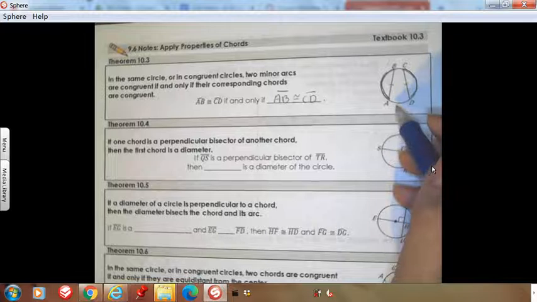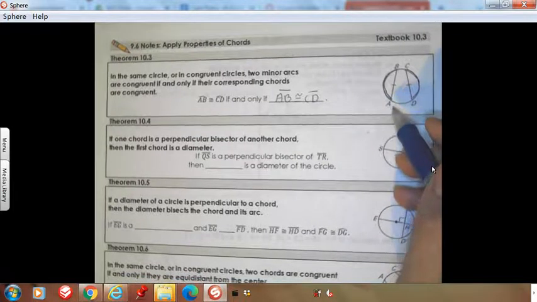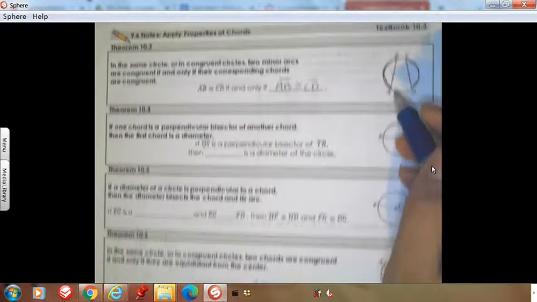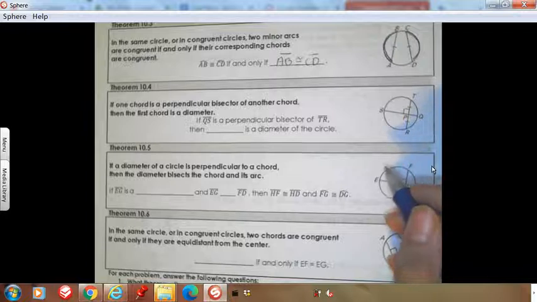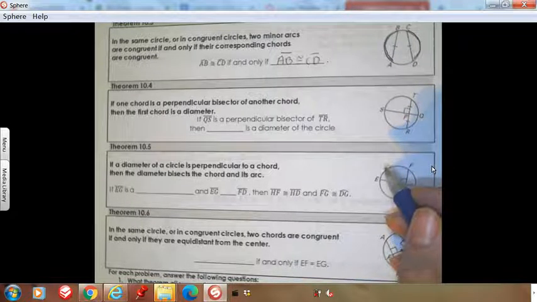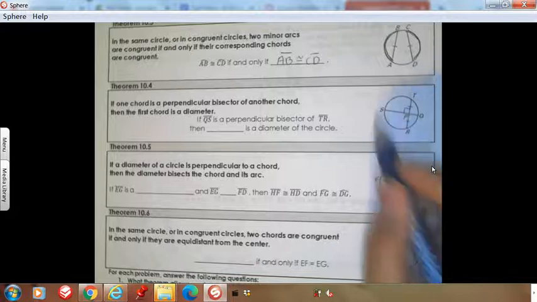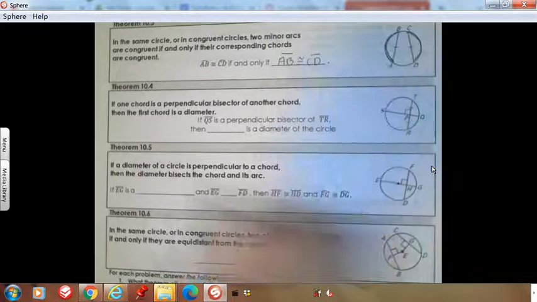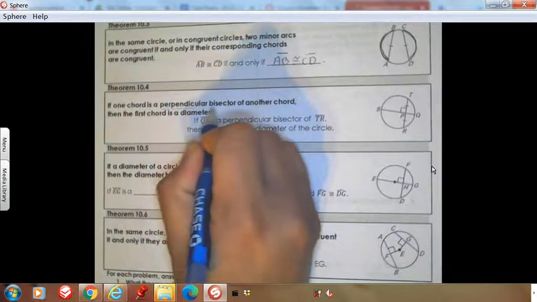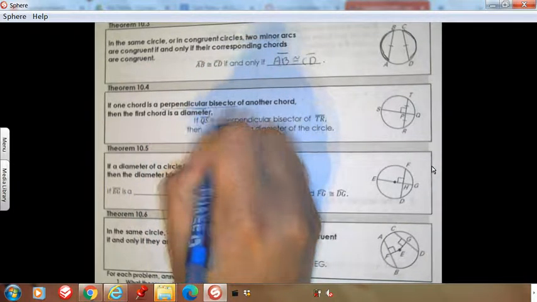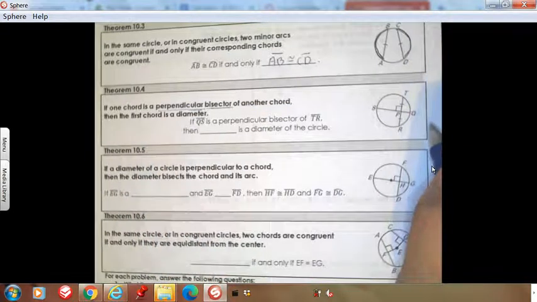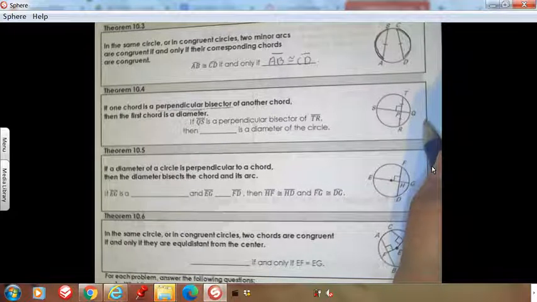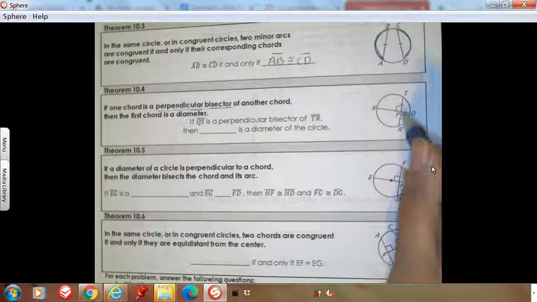Okay, so let's try a few. The next one, same idea. The next one says if one chord is a perpendicular bisector of another chord. So you're still going to have 2 chords in this diagram in a circle, where one is a perpendicular bisector. Make sure you're looking at both words there. We've seen these words before, but perpendicular means you'll see the right angle drawn in, that the 2 lines are perpendicular, and bisector means the midpoint is right there too, because the segment is bisected.